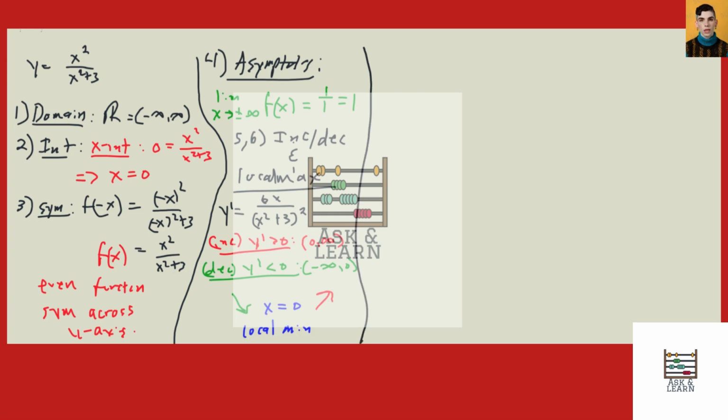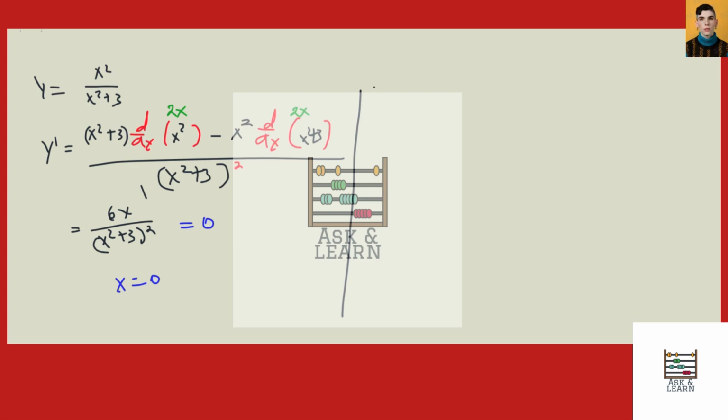And the last thing they tell us we should find is the concavity and any inflection points we may have. So we're going to need a second derivative to do this. So let's come over here. So y double prime is going to be equal to, so I'm going to factor that 6 out to start.